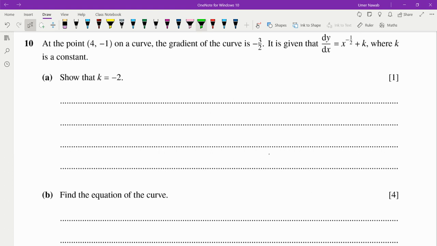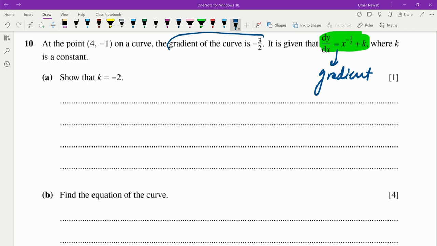The question has given you dy by dx. Everyone knows dy by dx represents the gradient of a tangent. This is called the gradient, and he already gave you the gradient, minus 3 over 2. So we can put dy by dx equal to minus 3 over 2. Also, there is a point on the curve, which is 4, minus 1. We want to show that k is equal to minus 2.